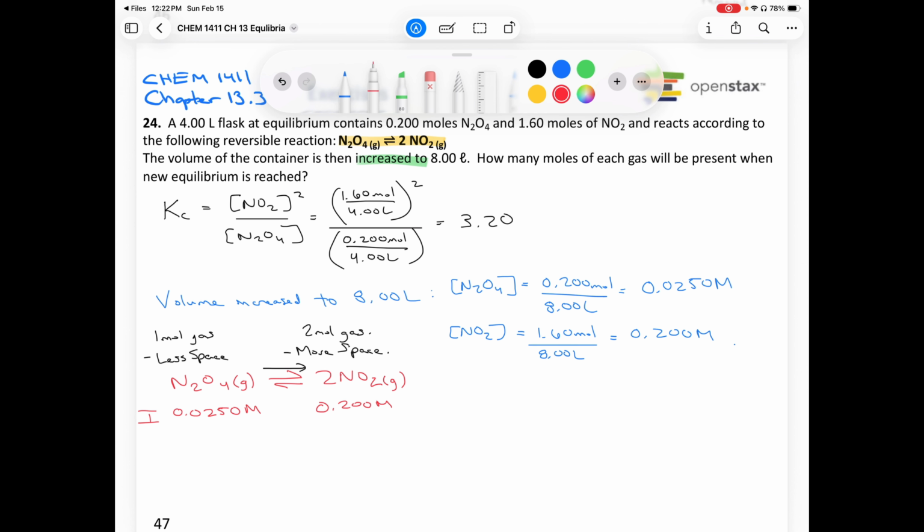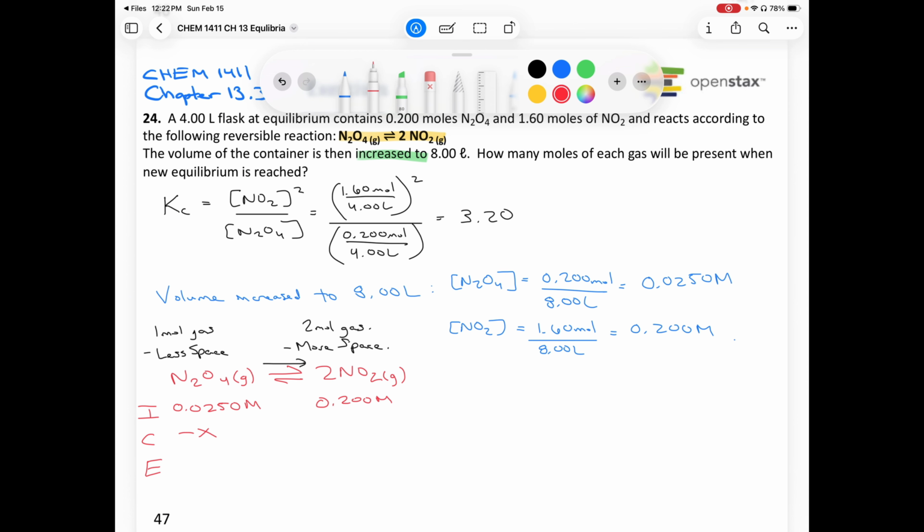And so for a change, we can write subtract x, and here, since we have 2 moles of gas, we're going to add 2x, right? Because we have a stoichiometric coefficient of 2. And that's the equilibrium. Here we have 0.0250 minus x, and here we have 0.200 plus 2x.